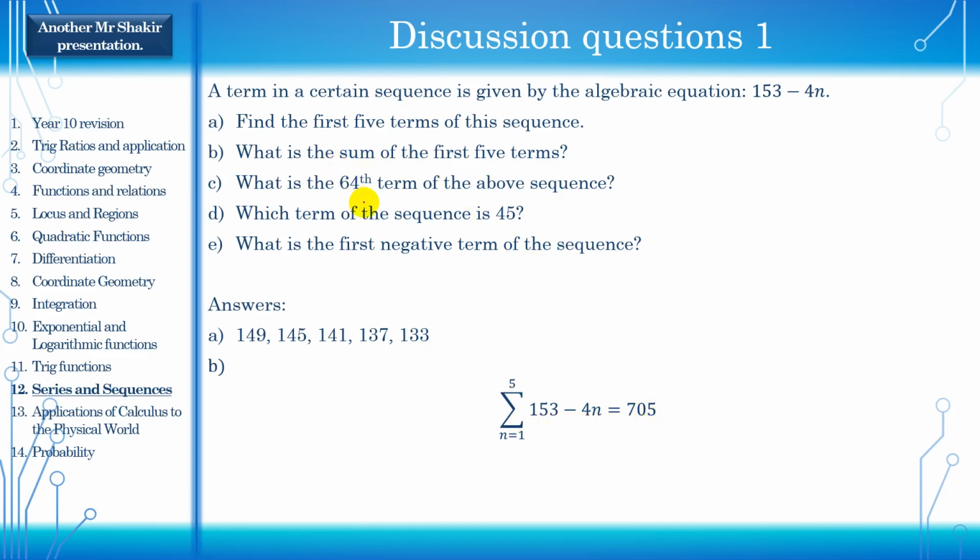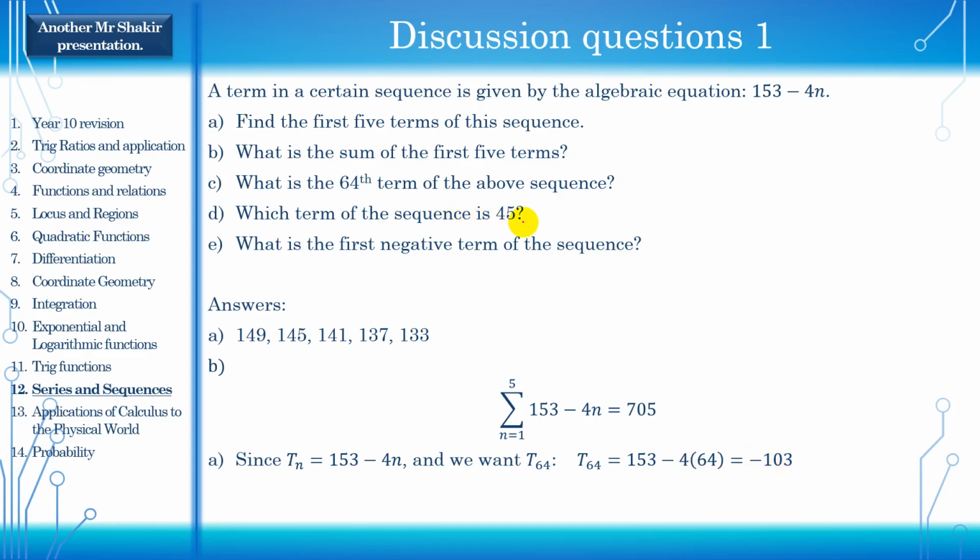What is the 64th term of the above sequence? Let's sub in 64. Since T of n is equal to 153 minus 4n, and we want the 64th term, T of 64 is equal to 153 minus 4, and we sub in 64. n was 64, so we substitute 64 into the n value there. So 153 minus 4 times 64. Put it in the calculator and we get negative 103.